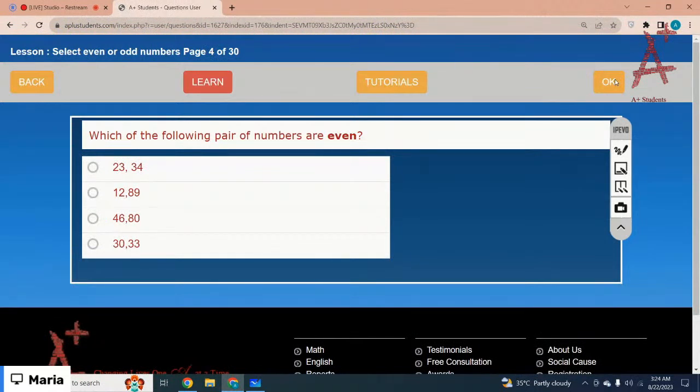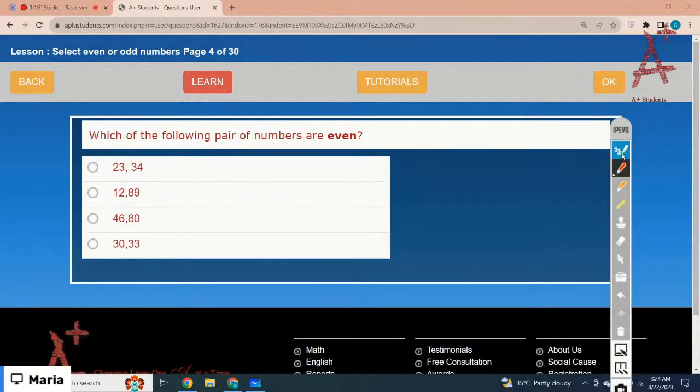Which of the following pair of numbers are even? So which is the correct option? You select a pair of numbers. Both the numbers must be even, right? Let's just start with the first option. The first option is 23 and 34. 4 is an even number. 34 is even, but 23 is odd, right?